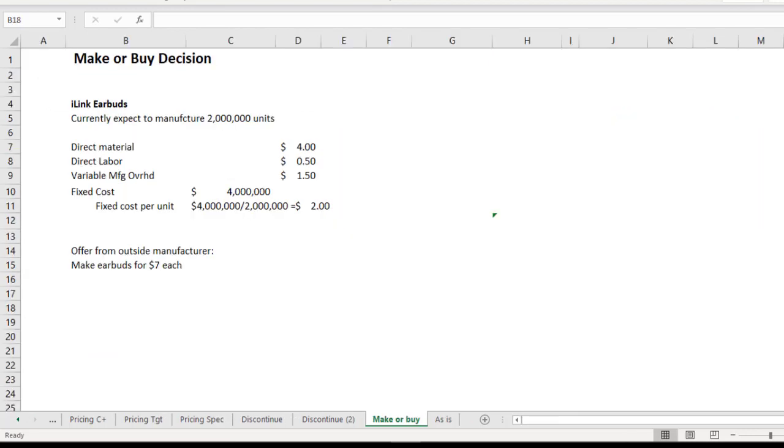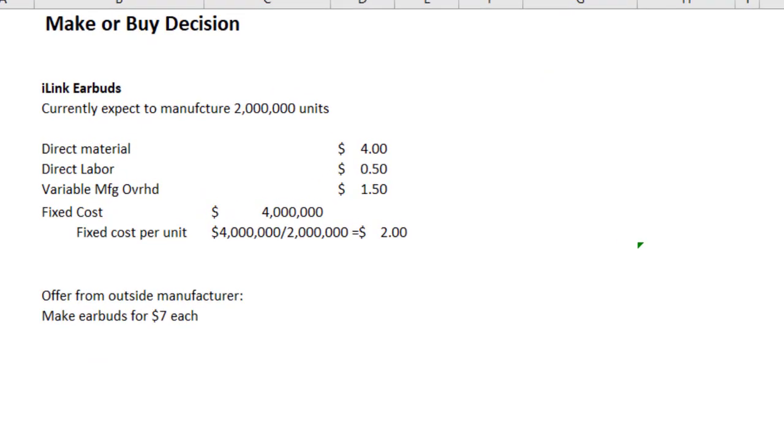Our next short-term business decision is a situation of whether or not to make or buy a product or component product. Our company is iLink, and we make earbuds, and we currently manufacture 2 million units. The total cost to make the earbuds: $4 for material, that's a variable cost. Direct labor is 50 cents, that's another variable cost. And the variable manufacturing overhead is $1.50, and this is for each earbud. So those are all three of our variable costs.